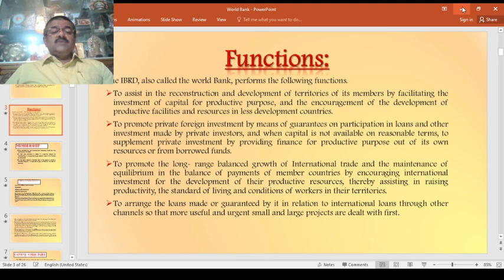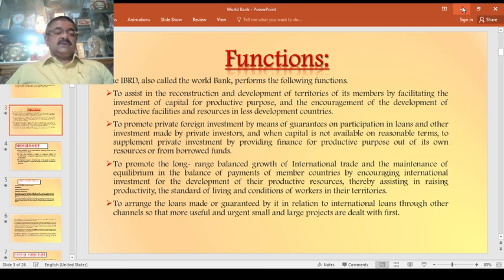Second one, to promote private foreign investment by means of guarantees on participation in loans and other investment made by private investors, and when capital is not available on reasonable terms, to supplement private investment by providing finance for productive purpose out of its own resources or from borrowed funds. Next one, to promote the long-range balanced growth of international trade and the maintenance of equilibrium in the balance of payments of member countries by encouraging international investment for the development of their productive resources, thereby assisting in raising productivity, the standard of living and condition of workers in their territories.